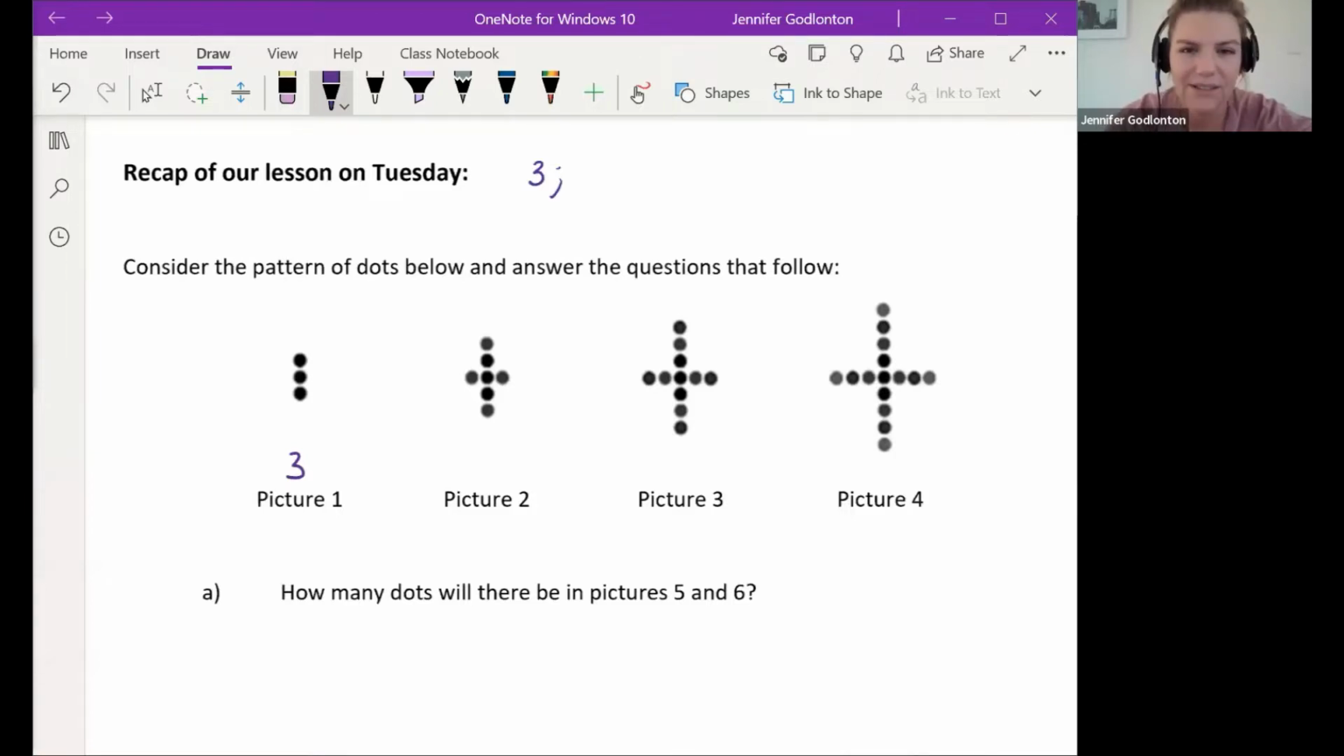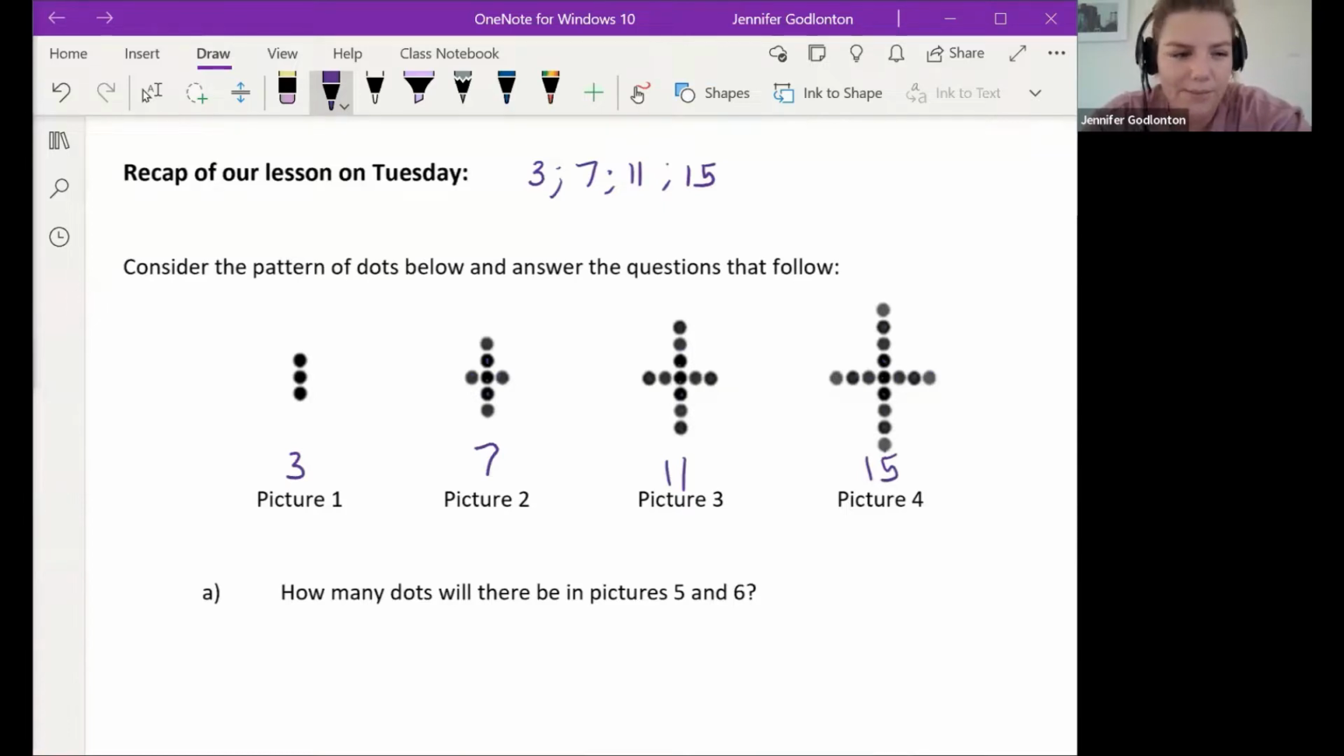Okay, let's have a look and see if these sequences are right. So the first one was 3, then we've got 1, 2, 3, 4, 5, 6, 7. Then we've got 1, 2, 3, 4, which means we've got 11. And now we've got 1, 2, 3, 4, 5, 6, 7, 8, 9, 10, 11, 12, 13, 14, 15. Okay, so our sequence is 3, 7, 11, 15. How many dots would there be in picture 5 and in picture 6?